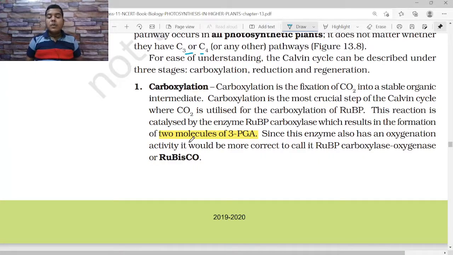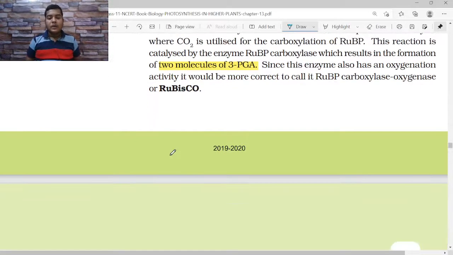So two molecules of 3-PGA will be formed, that is phosphoglyceric acid. So since this enzyme also has an oxygenation activity, ठीक है, जो RuBP carboxylase है, RuBisCO, so this is Rubisco. सबको पता है Rubisco क्या होता है. इसके पास कार्बोक्सिलेज और ऑक्सीजनेज दोनों की एफिनिटी होती है, बट जो ज़्यादा अवेलेबल होगा, अगर कार्बन डाइऑक्साइड अवेलेबल है तो आपका कार्बोक्सिलेज विल बी मोर एक्टिव, एंड अगर ऑक्सीजन आपके पास ज़्यादा है तो ऑक्सीजनेज विल बी एक्टिव. So yeah, we can call it Rubisco.